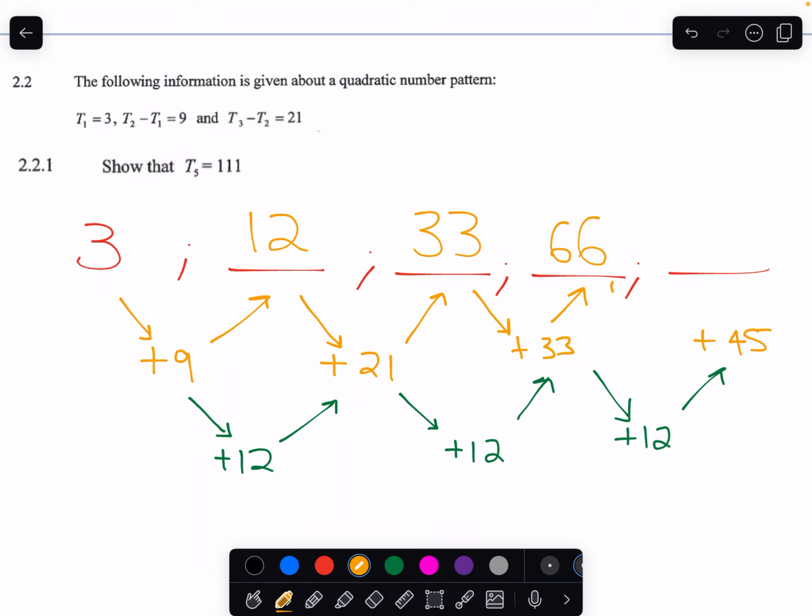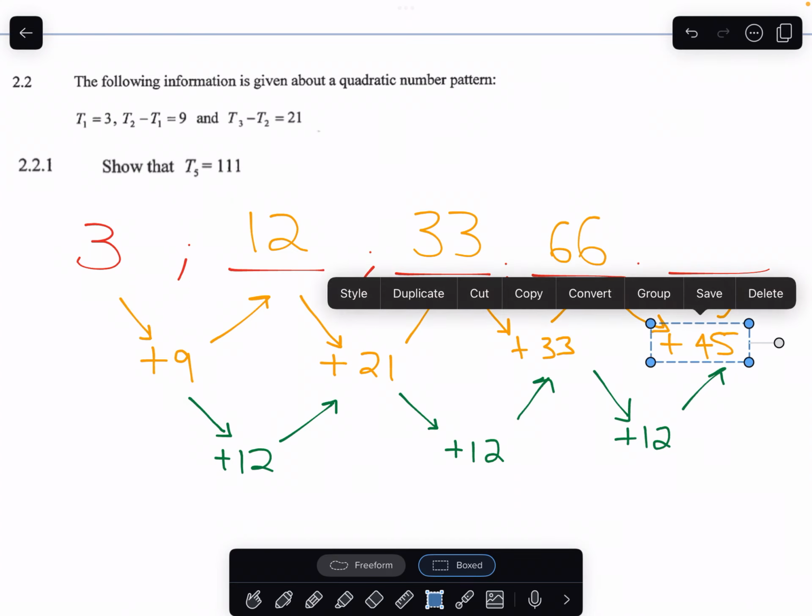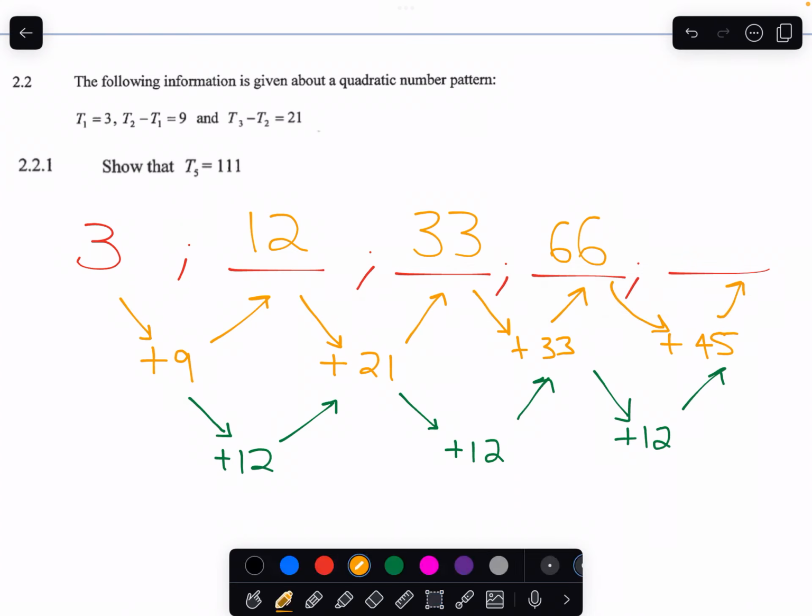And to go from this term to this term, we're going to add 45, which is, yeah, okay, it's disturbing me how off center this is. Anyway, so that is going to be 111. Yes. Okay, so the difference between all of the first differences is 12. And then having worked out the first differences, we can work out the terms. Cool. They tell us that T5 is in fact 111, so yay.